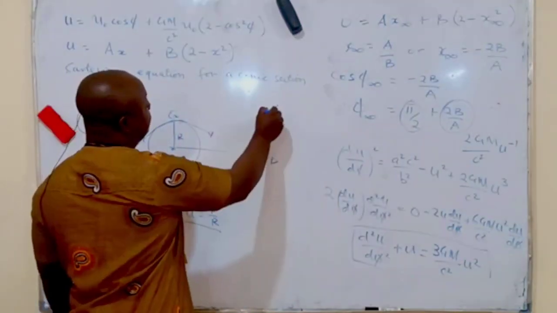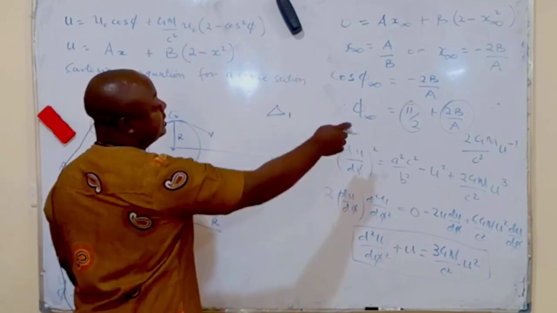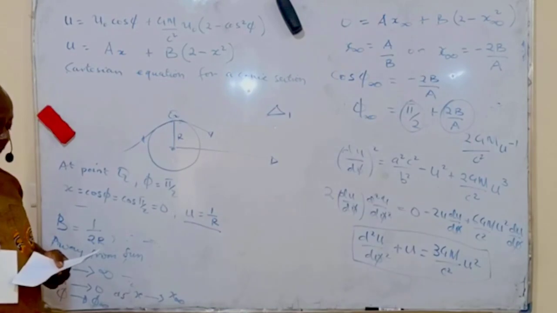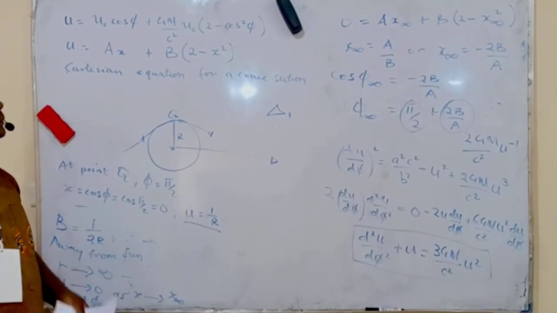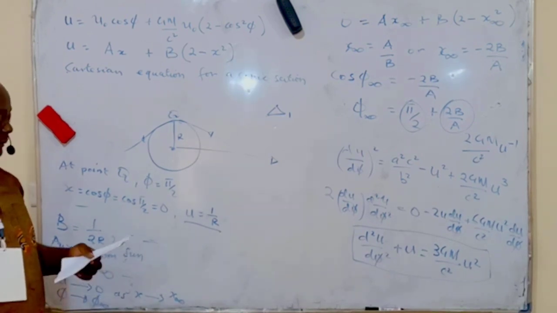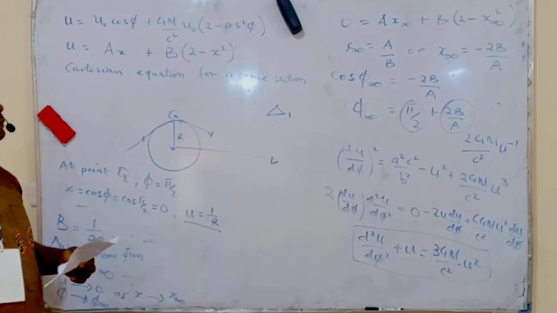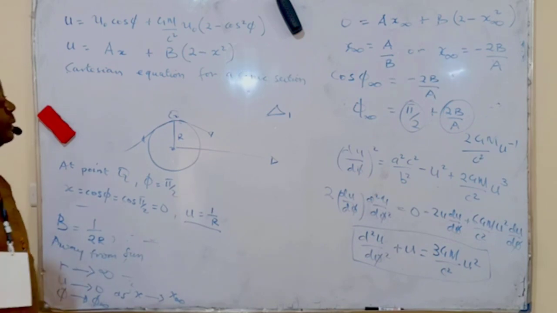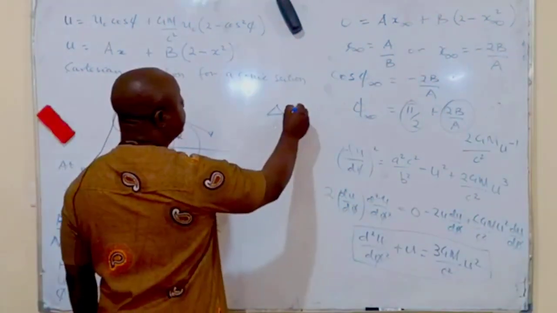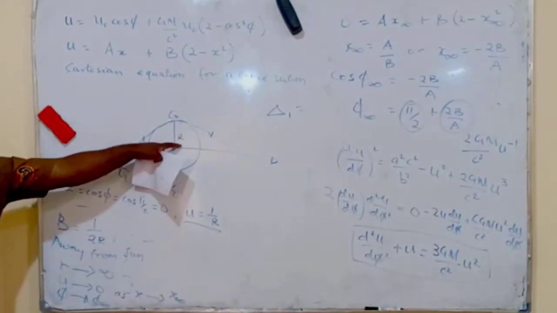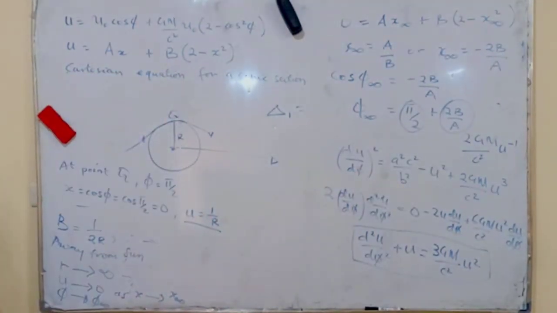Okay? So we can call that one delta 1, which is just the deflection there. It's a deflection, which is what we are interested in. And you can go further to show that that deflection is related to the mass of the body and the radius of that body.